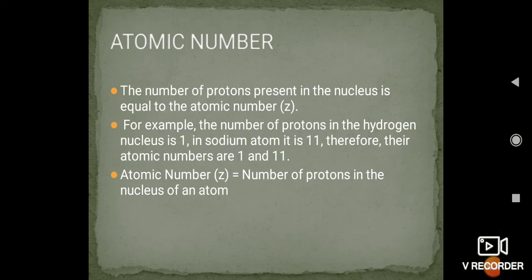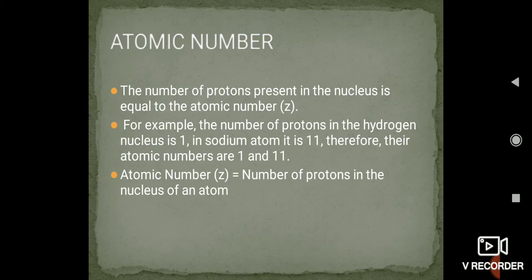So that is about atomic number. Now, how do we find the atomic number, and what is atomic number? The number of protons present in the nucleus is equal to the atomic number. It means in an atom, the total number of protons present is considered the atomic number, which is denoted by capital Z.